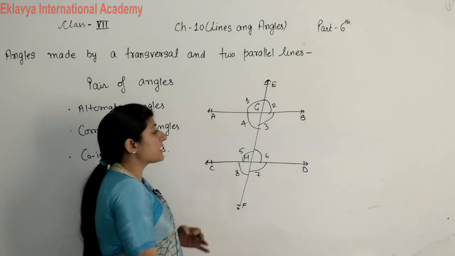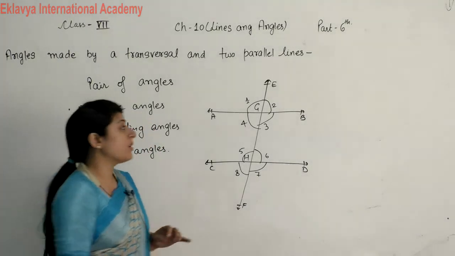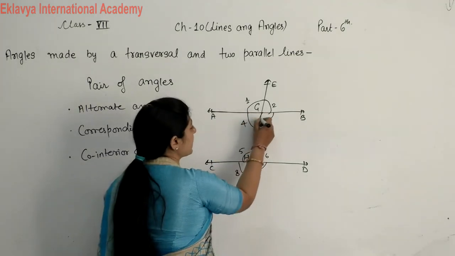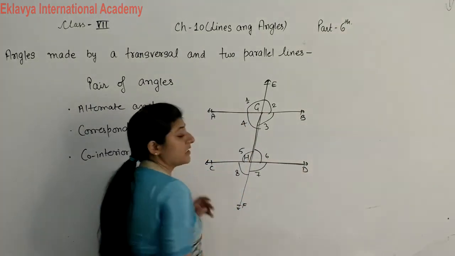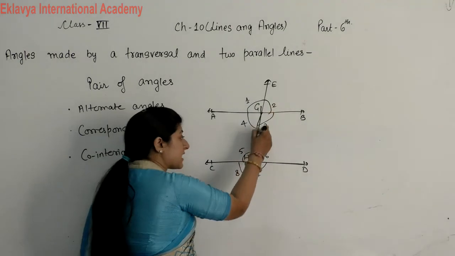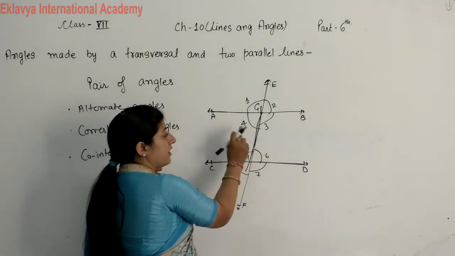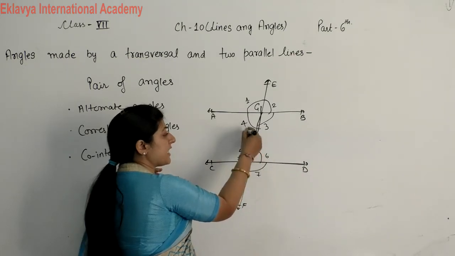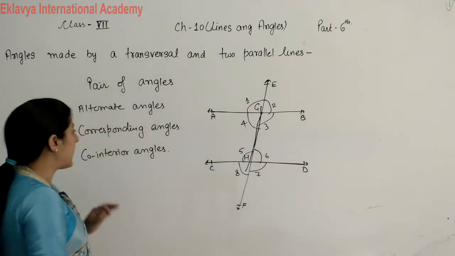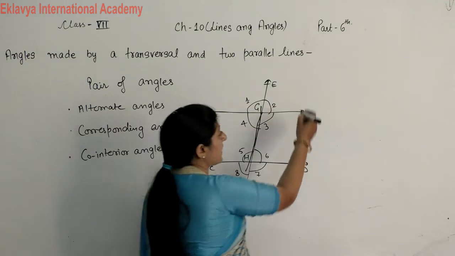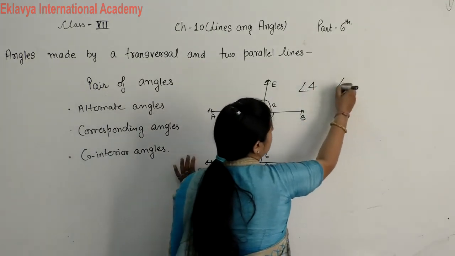So what is the alternate angle here? Alternate angles are basically those forming a Z like this, where the transversal's two interior angles lie on opposite sides. 4 is there, 6 is there. It means we can say angle 4 and angle 6 are alternate interior angles.